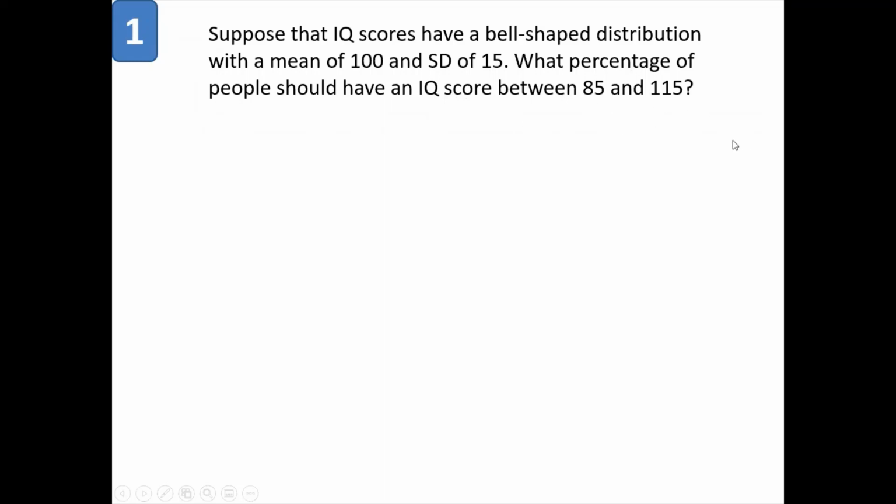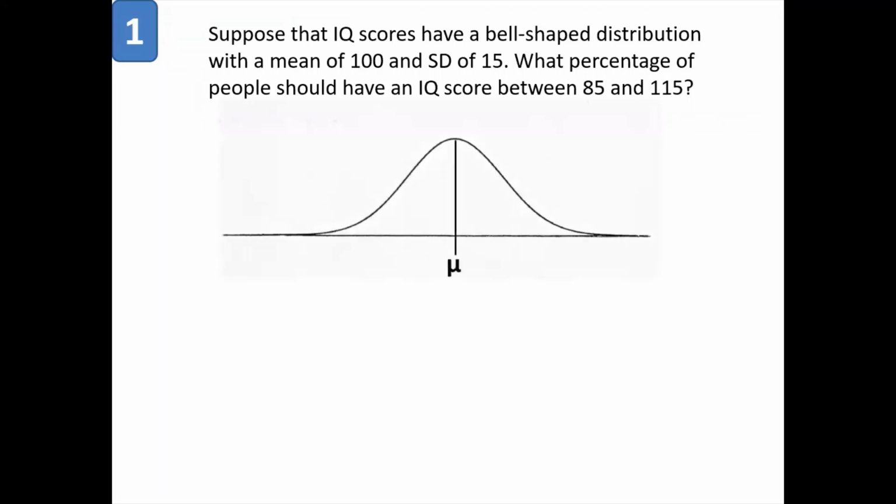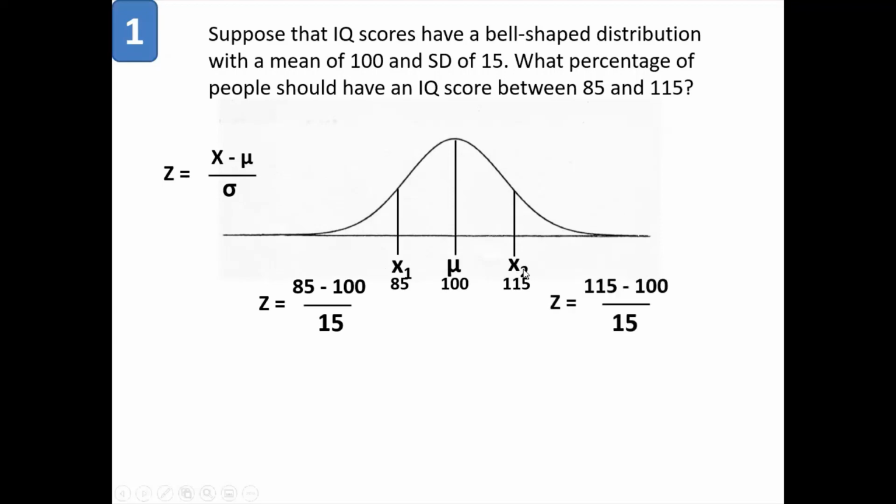Step number one, always remember, is that you have to draw the distribution of data. Then plot the mu, which is given as 100. Now plot the data points for which you want to calculate the percentage, 85 and 115. So this is your x1, 85, and this is your x2, 115. Then use the formula. The formula says z is equal to x minus mu upon standard deviation. So you have to calculate z for x1 and x2 separately. If I calculate z for both of these points, my z comes as minus 1.0 and plus 1.0. So these are my z values.